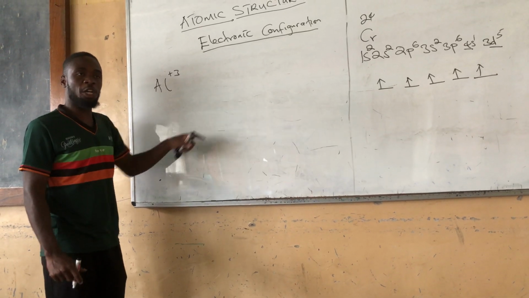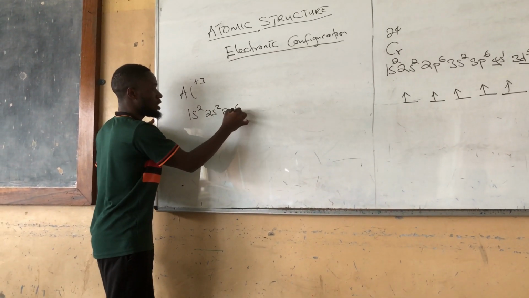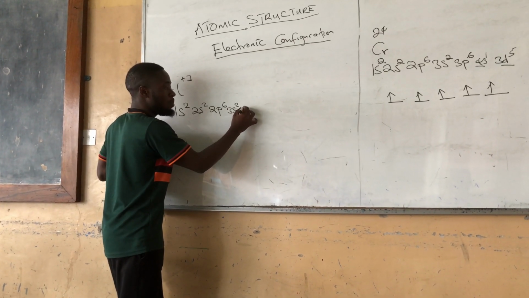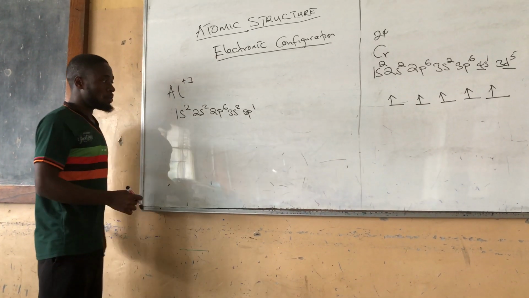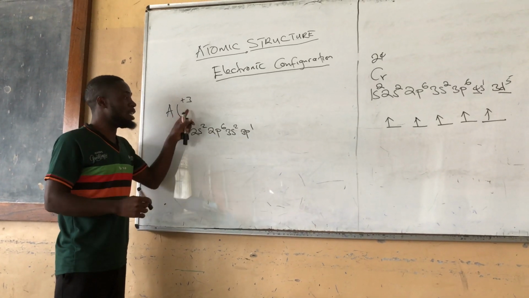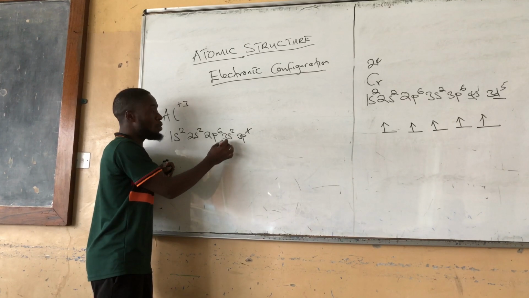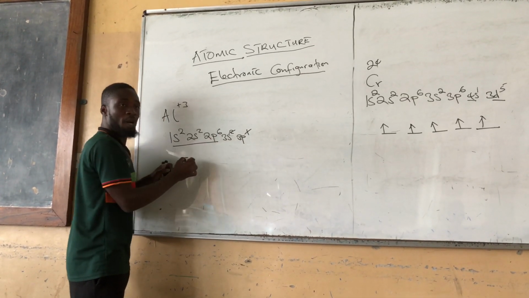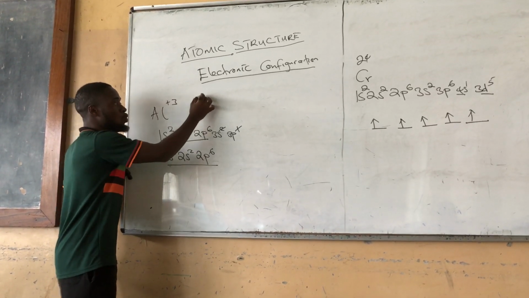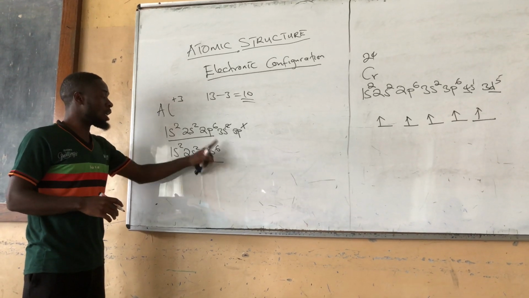So first, before you subtract, you can write the normal electronic configuration for aluminium. What is it? 1s to the power 2, 2s to the power 2, 2p to the power 6. Then where do you go? 3s to the power 2. Then 3p to the power 1. So this is 13. But here it is plus 3, so we need to subtract 3. Where do you subtract? You subtract that 3 from the highest energy levels. The highest energy level is 3p first, then 3s. So we subtract 1 from 3p, and 2 from 3s. Meaning our electronic configuration will be 1s to the power 2, 2s to the power 2, 2p to the power 6. So there are 10 electrons, since 13 minus 3 is 10. So now you need to draw the orbital diagram for this.